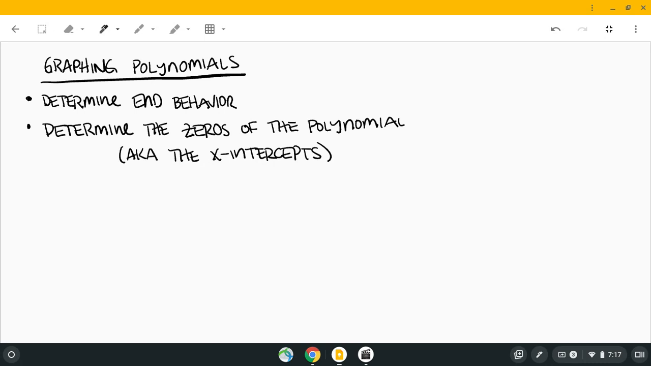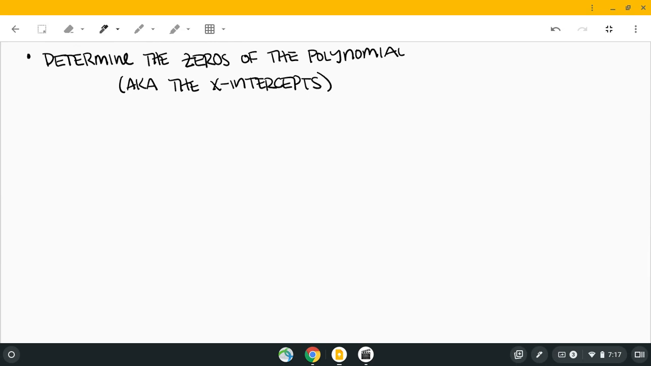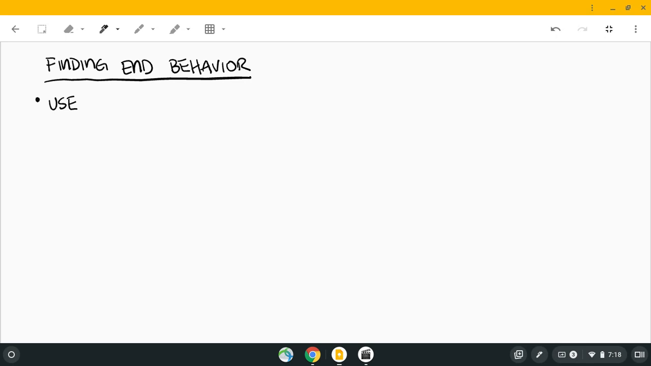All right, so finding end behavior. And of course, my second video will be determining the zeros. Okay. All right, so finding end behavior, because we want to be able to graph it. We can find it if we're given the graph, but we're going to use it to determine the graph. All right, so the way we find the end behavior is we use the leading term.